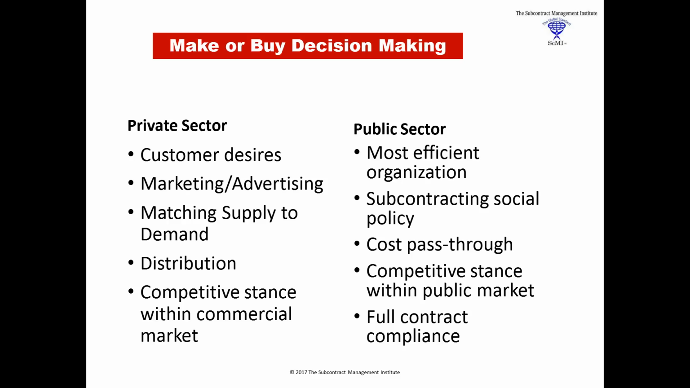Now, on the one hand, you say, well, if the government wanted to get it directly and provide it as GFP, or government provided services, then you cut out that middleman and the fee that goes with it. But very often the government wants it both ways. They don't want to pay that fee, but they want the prime to manage the subcontracts. Again, you have the issue of the competitive stance within the public marketplace for these contractors.